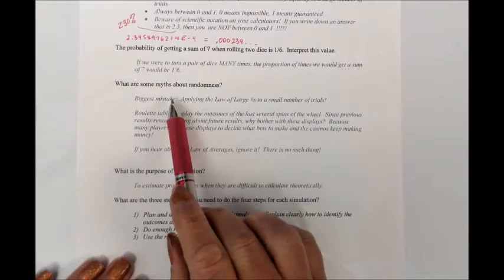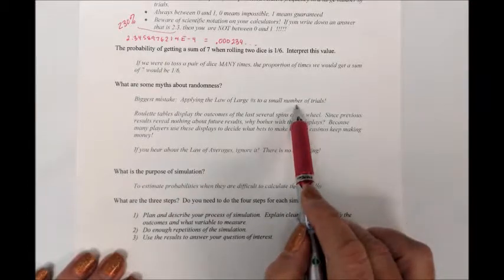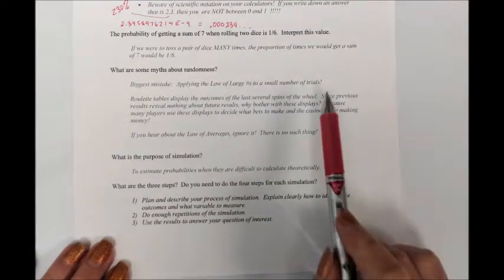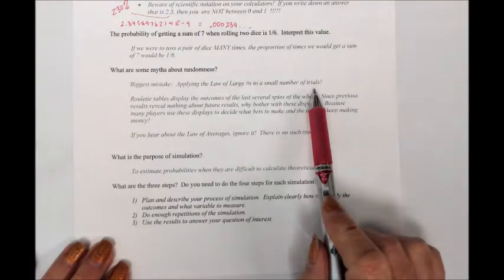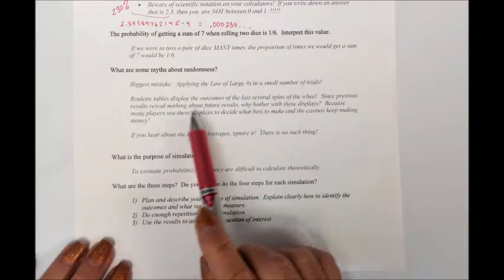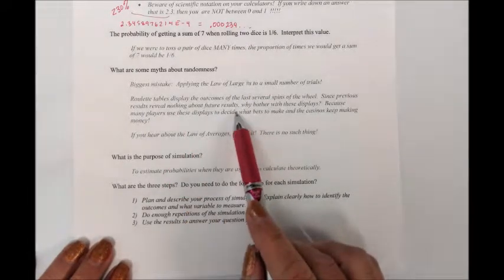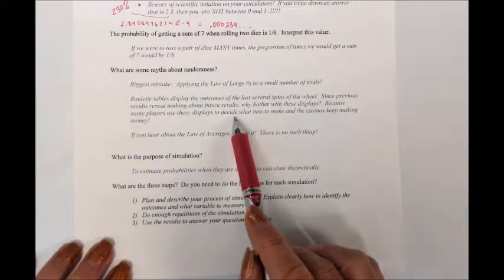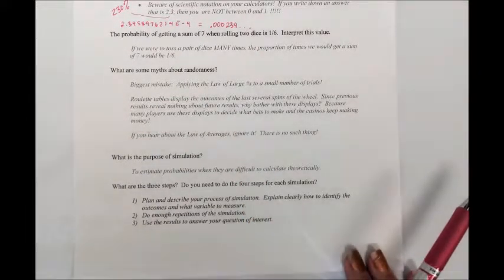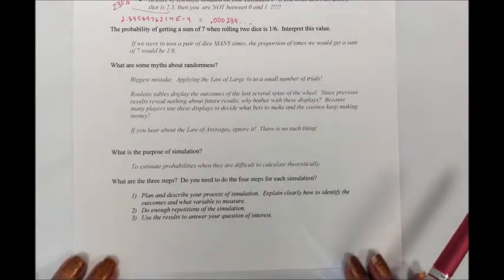Some myths about randomness: applying the law of large numbers to a small number of trials. 10 trials is not a lot. 20 trials is not a lot. I may have to do something 100, 1,000 times to really approach the true proportion. But of course, in our class, we don't have time to do that many trials, so we're still going to make some estimations even based on a smaller number of trials. But a lot of times they'll give you computer output of 100 trials or 1,000 trials, and then have you interpret it.